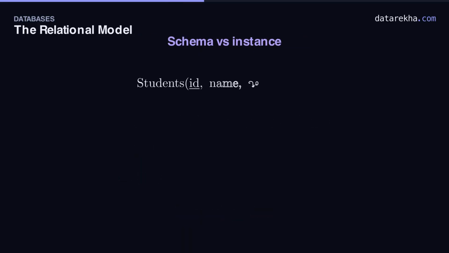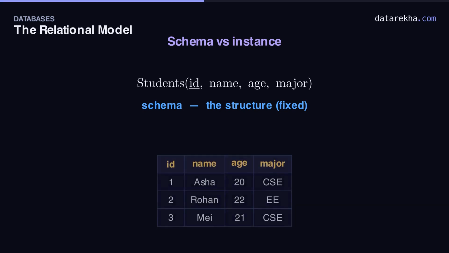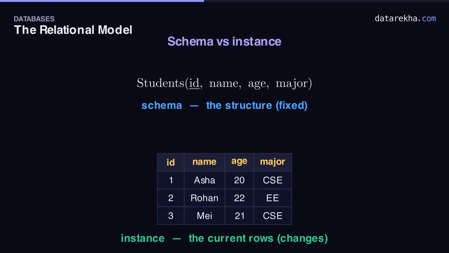Now separate two things that live in one table. First, the structure, the relation's name, and its list of attributes with their domains. We write it in a compact line. Students, then ID, name, age, major. This is the schema. Second, the data itself, the actual rows stored right now. That set of tuples is the instance. The schema is the blueprint. The instance is what happens to be filled in at this moment.